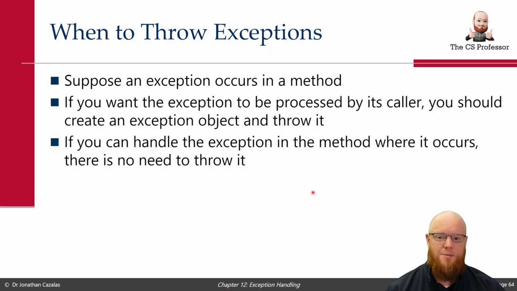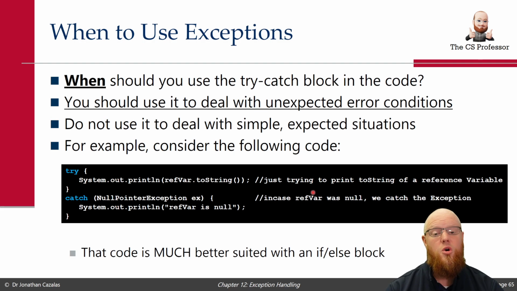When do you want to throw an exception? If an exception occurs in a method, if you want that exception to be handled by the caller, you should use exceptions. You should create an exception and throw it back and let the caller take care of it. But if you're able to handle the exception where it occurred in that method, maybe that method has the allowance to handle that exception, then you handle it right there in the method and you don't need to throw it on.